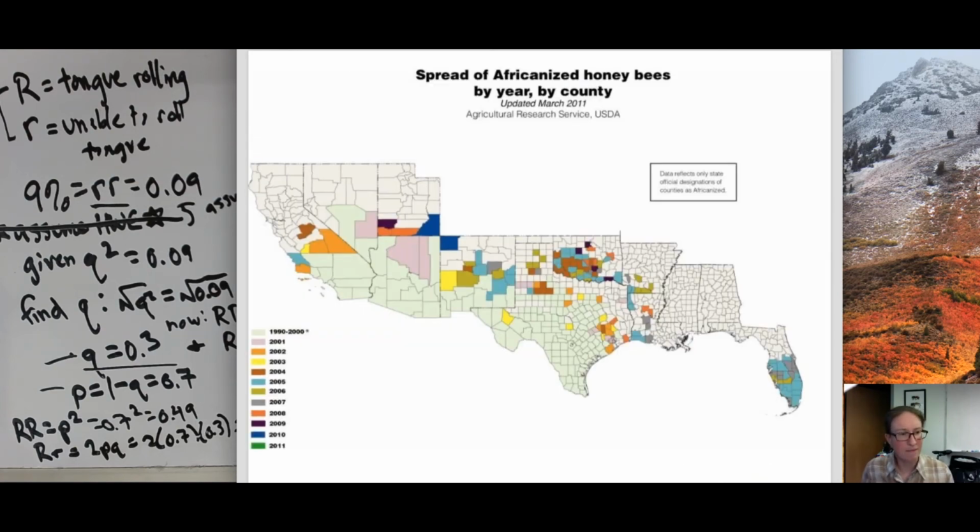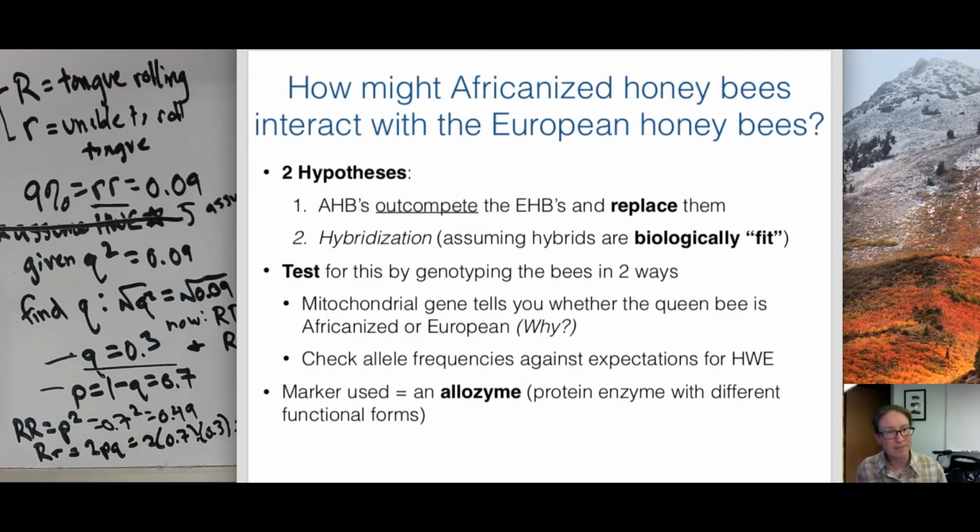So here's a map of the southern states of the US showing the spread of Africanized honeybees by year across counties. So again, in the late 90s, early 2000s, bees started showing up across the southern US. And then as time has gone on, they've been found further and further to the north. The good news is they have not moved any further north than what you see here, because it turns out they're not very good at surviving cold winters. But there's a lot of interesting stuff happening in that time frame in the southern US.